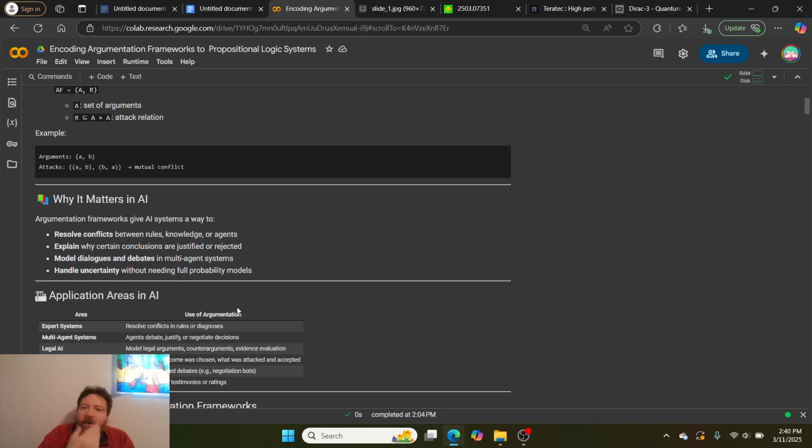So why does this matter in AI overall? Argumentation frameworks are very useful. I think of game theory, all of that. They give systems a way to resolve conflicts between rules, knowledge, or agents that they wouldn't otherwise have. They explain why certain conclusions are justified or rejected. They model dialogues and debate in multi-agent systems, and they handle uncertainty without needing full probability models.